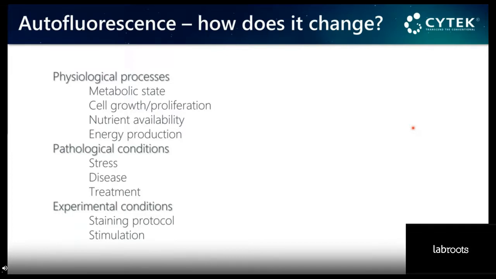It can increase or decrease based on multiple factors. One of them is physiological processes. When cells are growing, proliferating, or producing energy, there is higher autofluorescence. Also pathological conditions: stress response, oxidative damage, disease, things like hypoxia, inflammation, and cancer can change the autofluorescence pattern. And in experimental conditions during the staining protocol, for example, we know that aldehyde fixation, transfection reagents, and hybridization buffers increase the amount of autofluorescence in the cells.